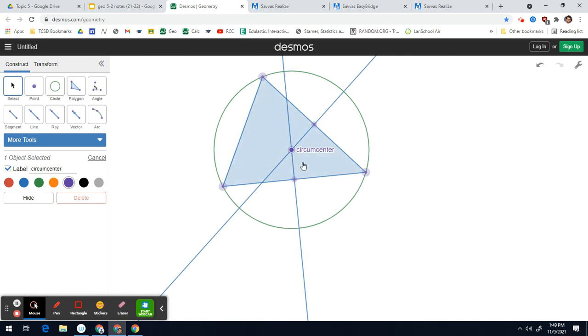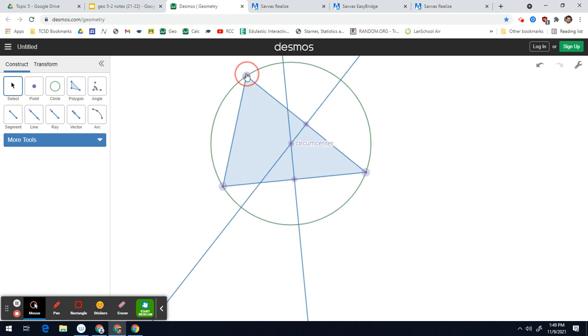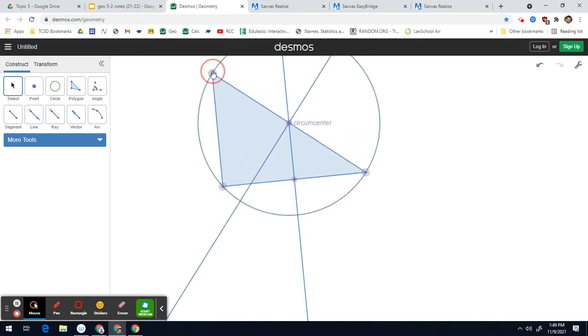So in an acute triangle, circumcenter is on the inside. If I try to make this angle a right angle, notice where the circumcenter goes. So if this angle is a right angle, if it's a right triangle, the circumcenter is on the hypotenuse. It's actually the midpoint of the hypotenuse because it's going to be equidistant from these two endpoints on the hypotenuse.